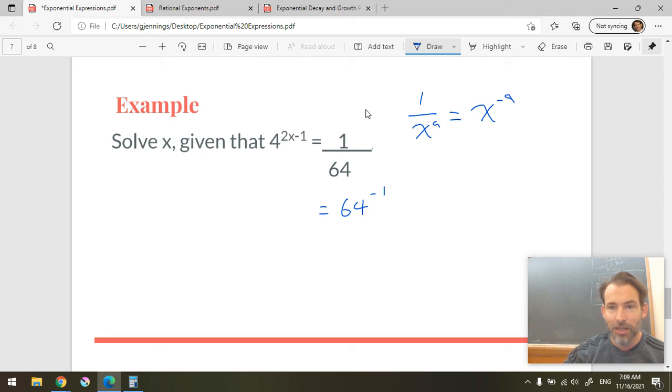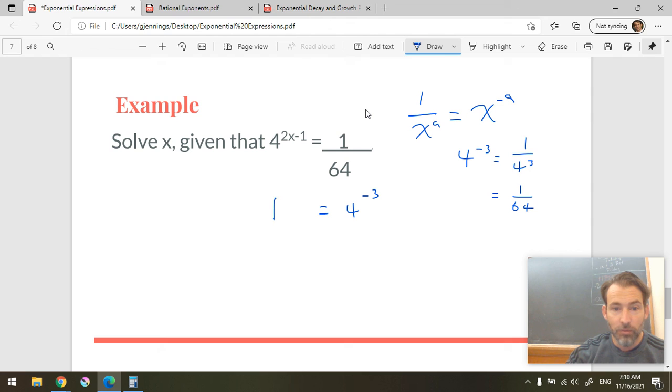But I don't want to write this as a power of 64. I would love to write that as a power of 4. I might have had to write it as a power of 2, but I don't need to. I can write it as a power of 4. This is 4 to the negative 3. Prove it to yourself. 4 to the negative 3 is equal to 1 over 4 to the 3. 4 to the 3 is equal to 64. Okay, so that's how you rewrite that.